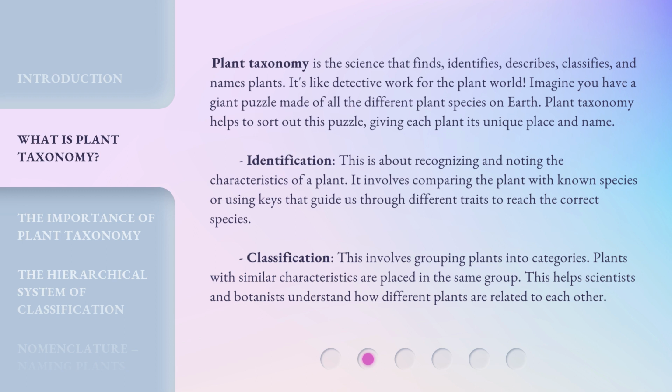Identification. This is about recognizing and noting the characteristics of a plant. It involves comparing the plant with known species or using keys that guide us through different traits to reach the correct species. Classification. This involves grouping plants into categories. Plants with similar characteristics are placed in the same group. This helps scientists and botanists understand how different plants are related to each other.